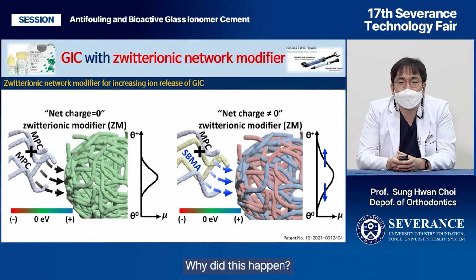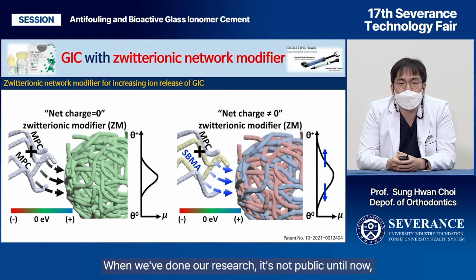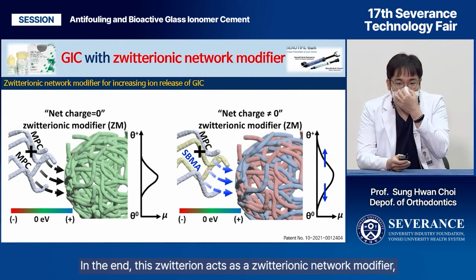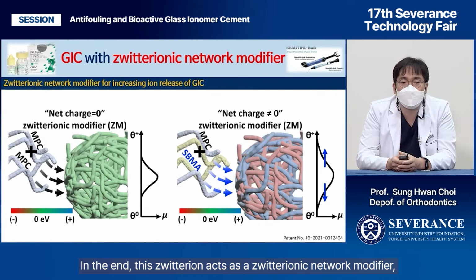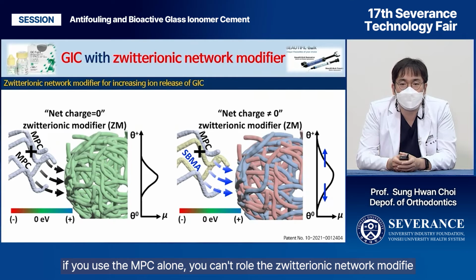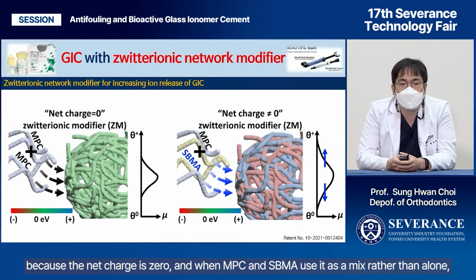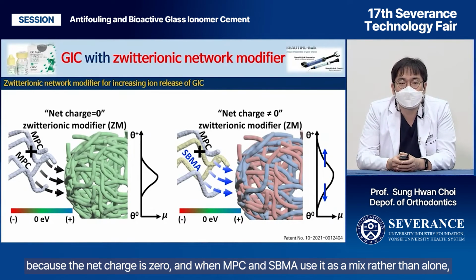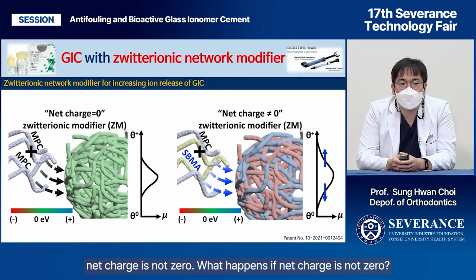Why did this happen? When we did our research, it was not public until now, and we'll be publishing it as a paper next month after the cleanup ends. In the end, this zwitterion acts as a zwitterionic network modifier. If you use the MPC alone, you can't work as a zwitterionic network modifier because the net charge is 0. And when MPC and SBMA are used as a mix rather than alone, the net charge is not 0. What happens if the net charge is not 0?